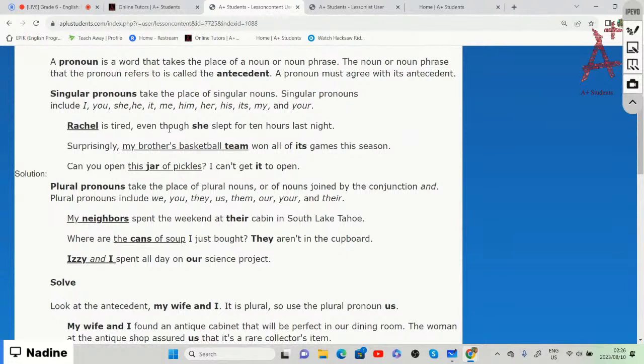Now we are going on to plural pronouns, and this is referring to more than one person, right? Plural pronouns take the place of a plural noun or of nouns joined by a conjunction, which is "and." So plural pronouns include we, you, they, us, them, our, and so on.